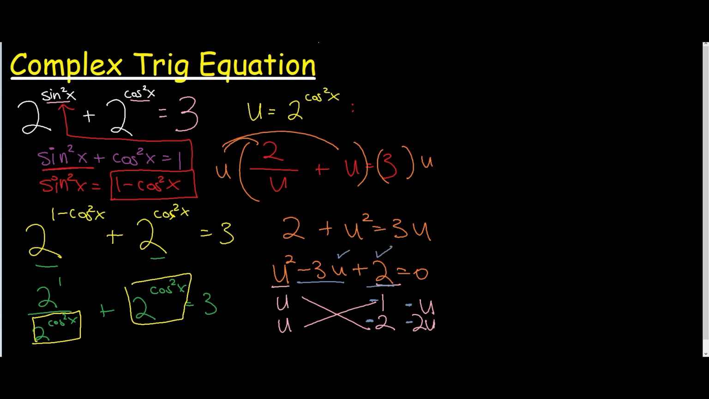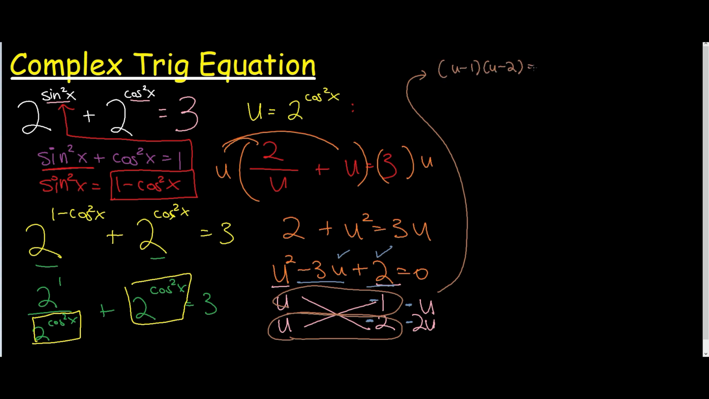Both of those conditions are satisfied, so now I can swipe this away, I can swipe that away, and turn them into factors. So you get u minus 1, u minus 2 is equal to 0. Therefore, you get u is equal to 1 and 2. Okay? But this is not our final answer. We need to write our answer in terms of x. So what was u to begin with? U is equal to 2 to the cosine squared x. So I'm going to replace the u with that. So 2 to the cosine squared x is equal to 1. And also, 2 to the cosine squared x is also equal to 2.